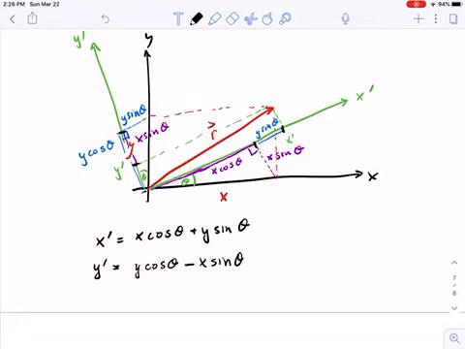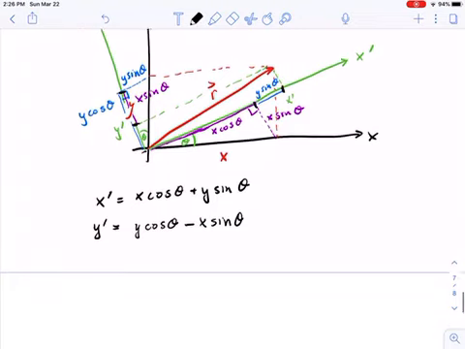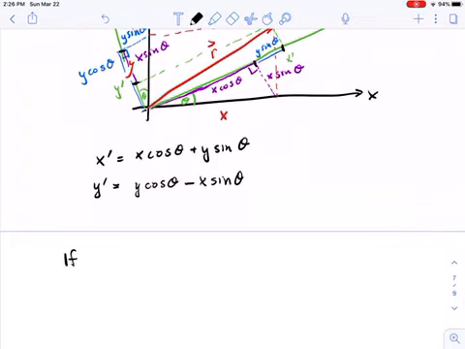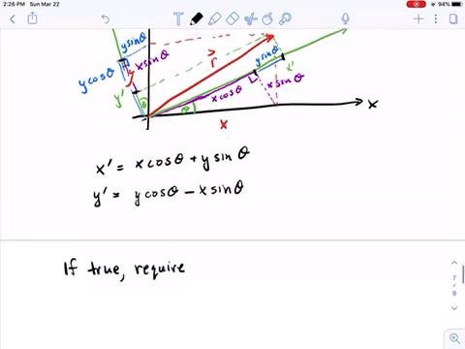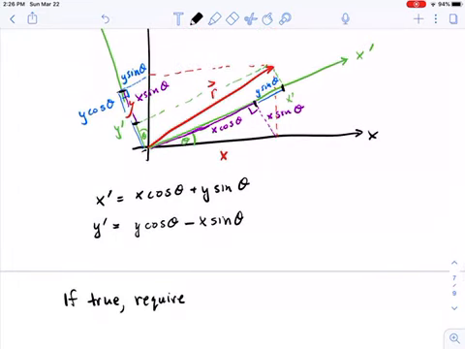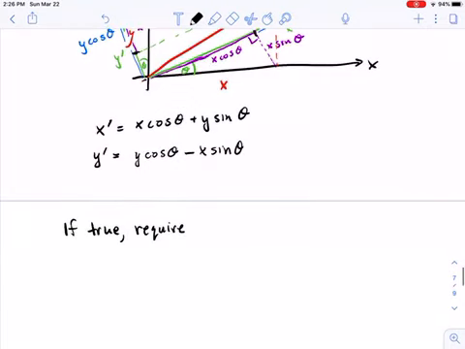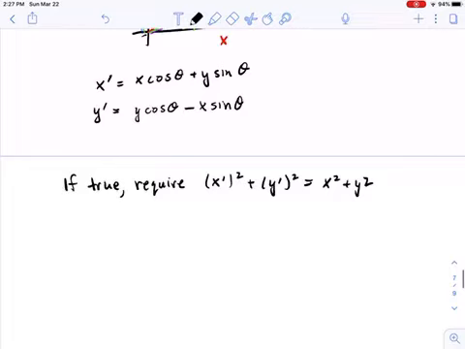All right, if this is true, what we require is that, since r, whether it's measured in the primed or unprimed system, has to have the same length, we're going to require that x prime squared plus y prime squared equals x squared plus y squared. So let's check.